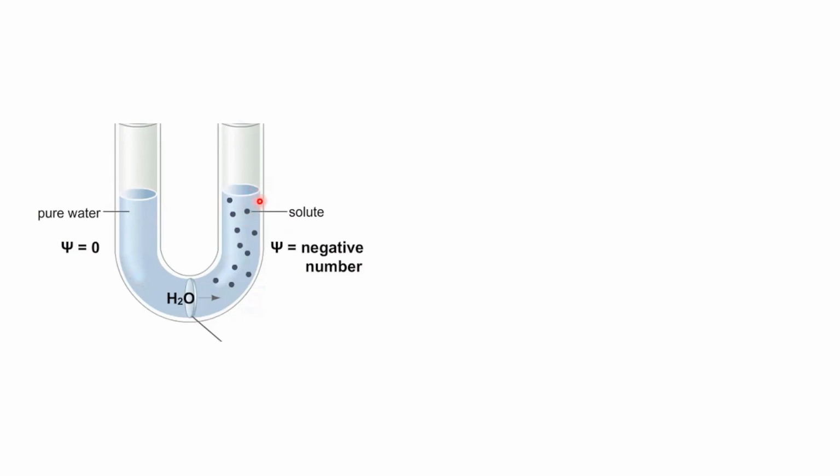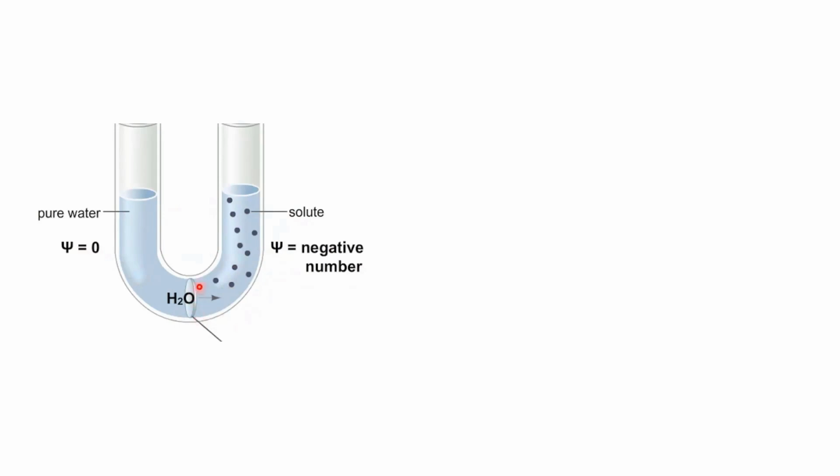Reducing the collisions between the water molecules. That is why if you have a solution, its water potential is going to be a negative number. Its water potential is always going to be negative. So what happens here is that this side has higher pressure and this has lower pressure. This has more water molecules, and this has now fewer water molecules.